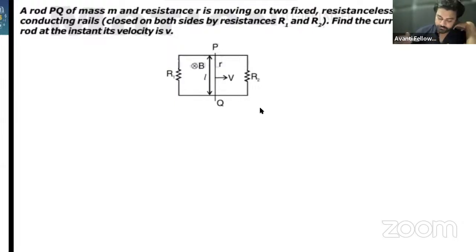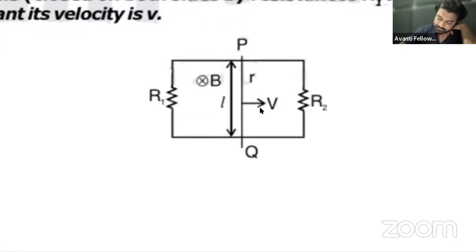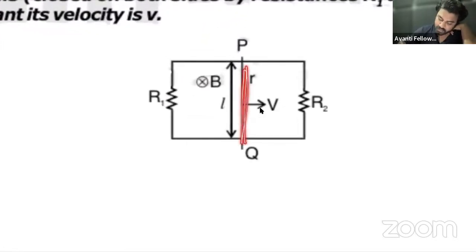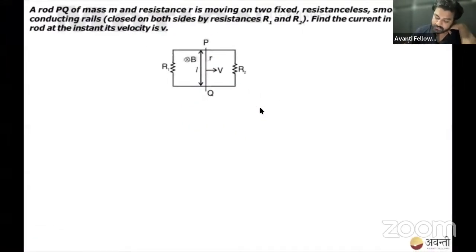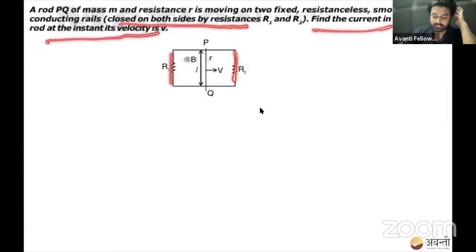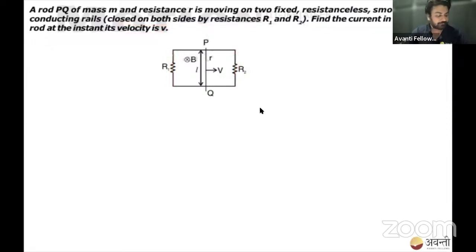Look here, all of you. It is telling there is a rod PQ of mass M and resistance R. So this rod has a resistance of R, and it is free to move over resistance-less, smooth conducting rails. Both are smooth conducting rails on which this rod can move freely, closed on both sides by resistances R1 and R2. Find the current in the rod at the instant its velocity is V.